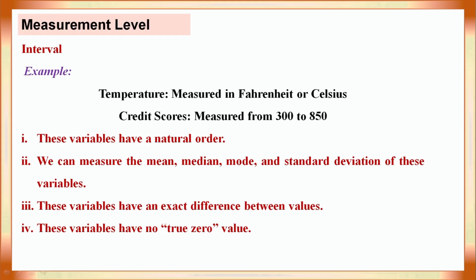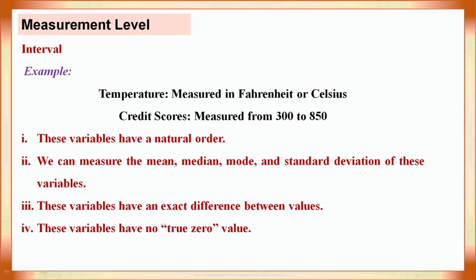The next level of measurement is the interval level. In the interval level, apart from the characteristics of the previous two levels, it also starts to satisfy the addition property somehow, though not all the characteristics. The first characteristic is that this variable has a natural order. Second, you can measure the mean, median, mode and standard deviation of this variable. How? Because the numbers you assigned here have equal distance between each other.